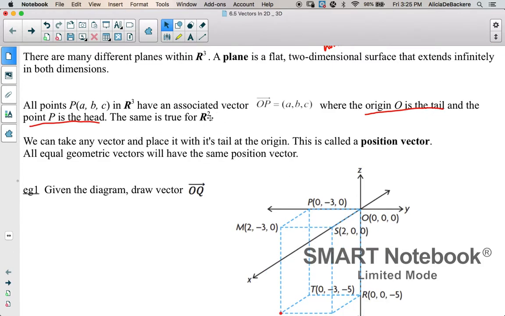I can do the same thing in 2 space as well. We can take any vector and place it with its tail at the origin. Taking all those equal vectors that were floating around, when we glue the tail to the origin, we call it the position vector. So once I move it there, that's the name.